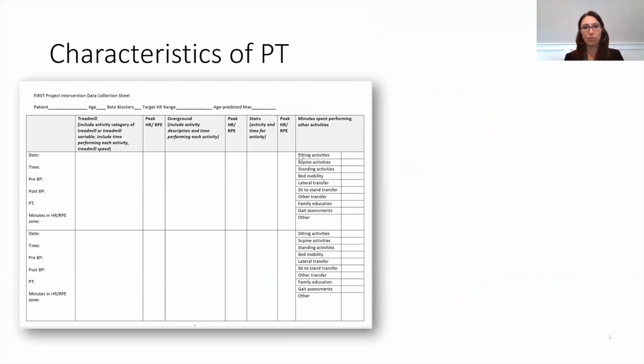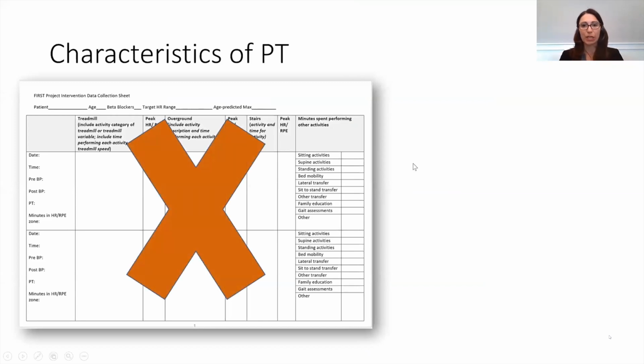We asked them to take this sheet with them to their treatment sessions and document what they were doing with the patients, and then give it to us so that we could quickly understand the characteristics of physical therapy. And after a couple of weeks of using that, we got a resounding no. That was just a lot of work. Clinicians don't have the extra time to double document.